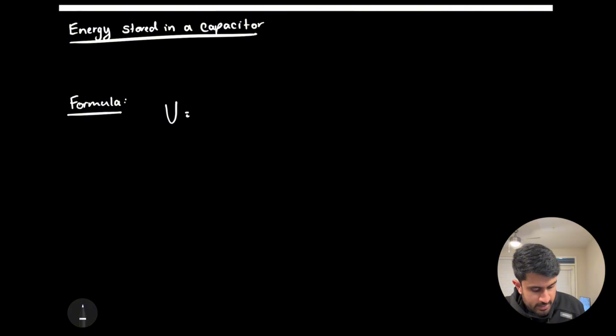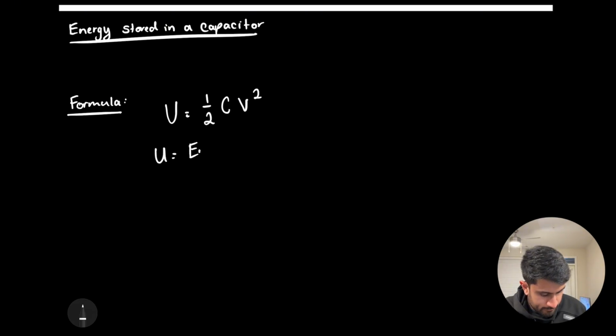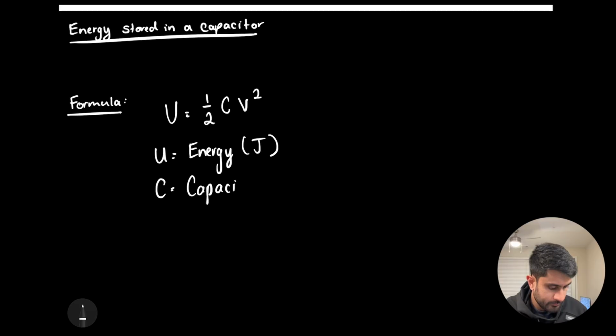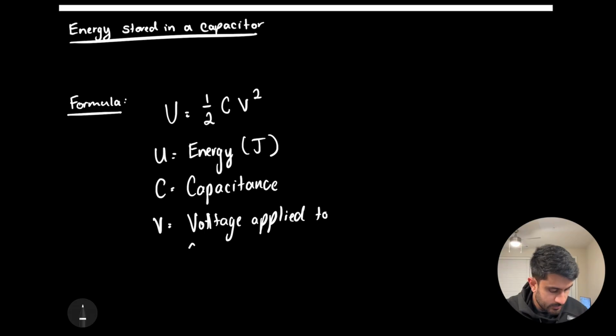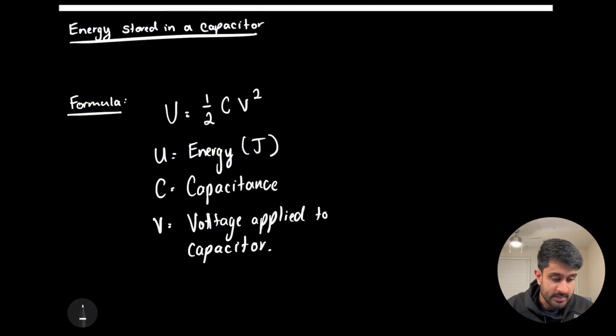U is equal to 1 half CV squared, where U is going to be the energy in joules. C, as we obviously know, is capacitance. And V, as we know, is the voltage applied to the capacitor. Therefore, if we really study some of these terms, we can see that as the capacitance of the parallel plate capacitor increases, this linearly changes the energy that can be stored. Likewise, if we start increasing the voltage that's applied to the capacitor, the energy that we can store is going to increase at a square rate because of this square term right here.